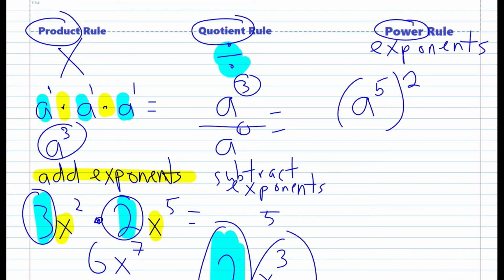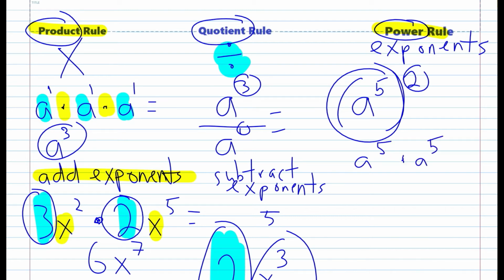Okay, for the last rule, we have the power rule of exponents, and I want you to pay attention because a lot of students get the power rule confused with the product rule, and it's not the same. And I'm going to show you why most people get this confused. This problem is saying that this a to the fifth is going to be multiplied by itself 2 times, meaning we have an a to the fifth times an a to the fifth.